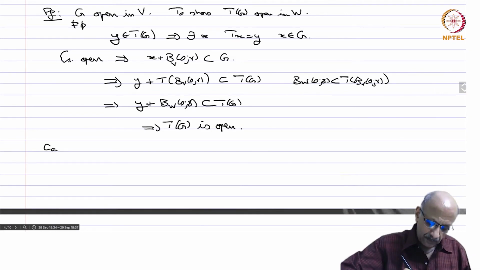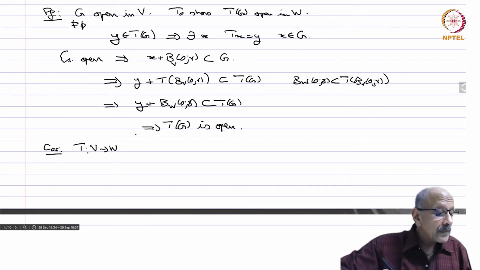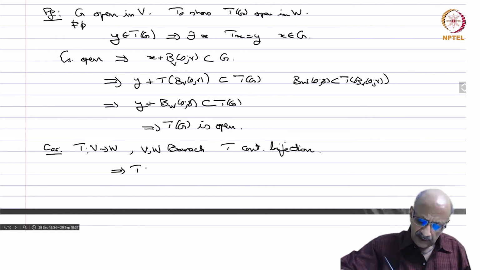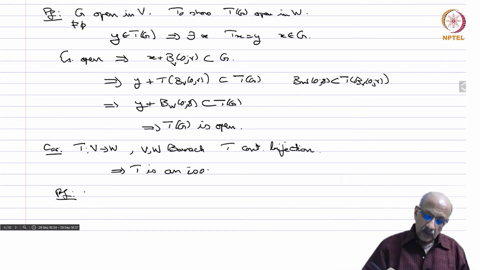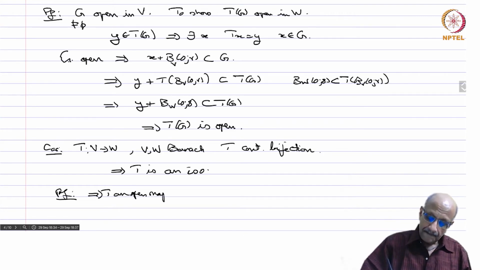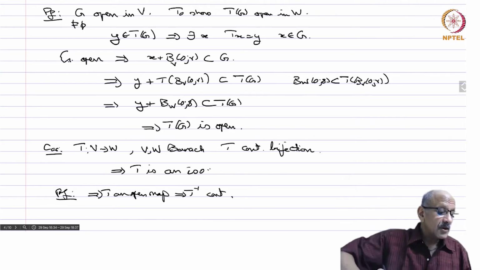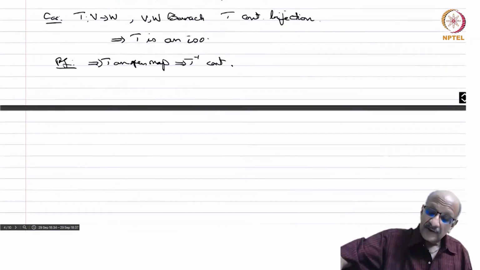So, okay, corollary. T from V to W, V and W Banach, T a continuous bijection implies T is an isomorphism. So V and W are Banach, T is continuous and it is a bijection, so it is onto. So this implies that T is an open map, and this implies that T inverse is continuous. Therefore, it's an isomorphism. So that's just that. Now this leads to another very interesting corollary.